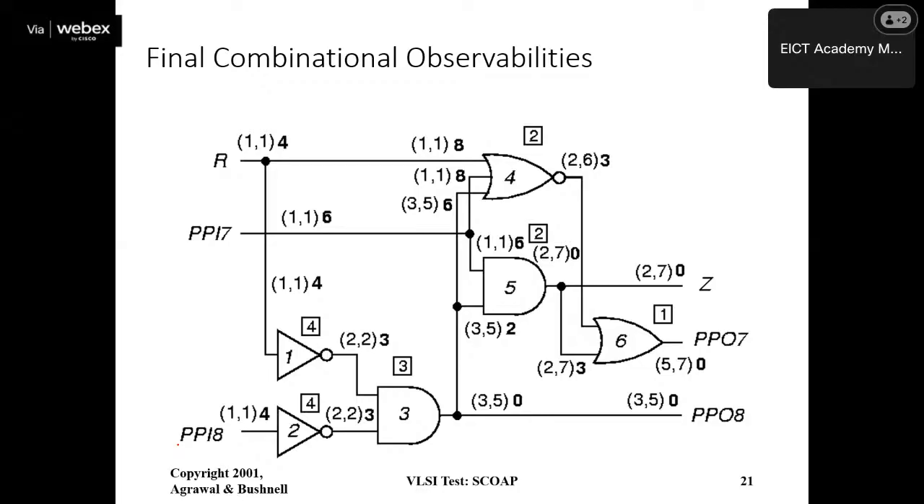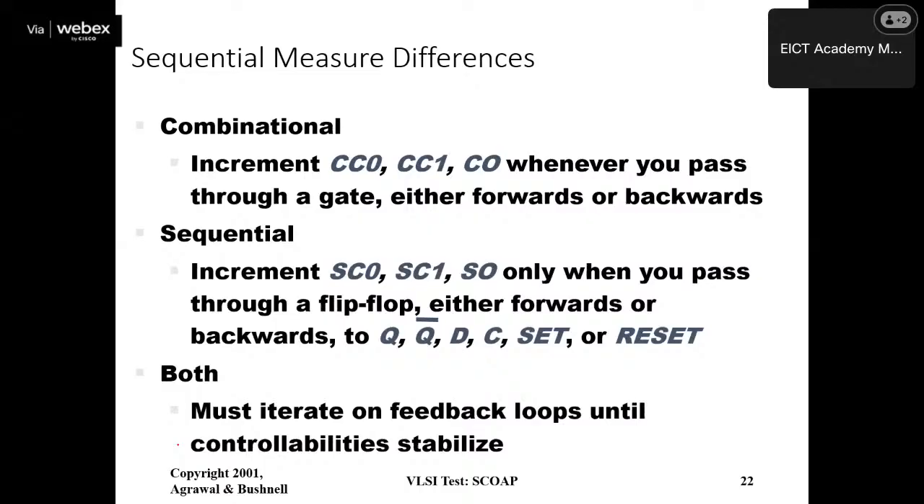Okay, so now the combinational controllability and observability are actually very simple to find out. Let us come to the sequential measures. What's the difference between sequential measures? Combinational increments in CC0, CC1, CO we will be having whenever we pass through a gate, either forward or backward. Forward we will be having when we are calculating CC, backward we will be having when we are calculating CO, because observability backtraces and controllabilities propagate forward.